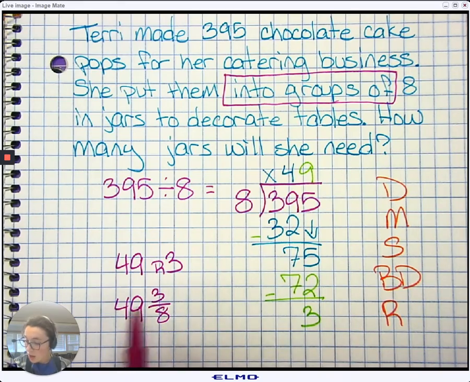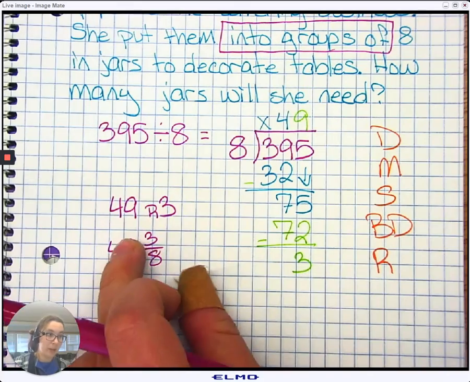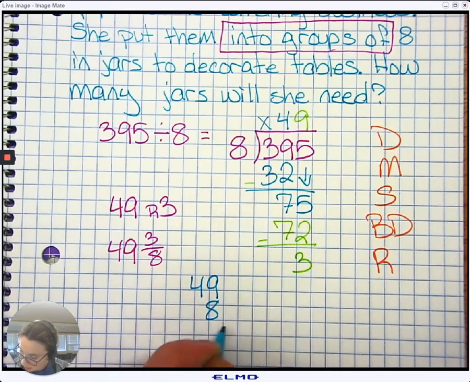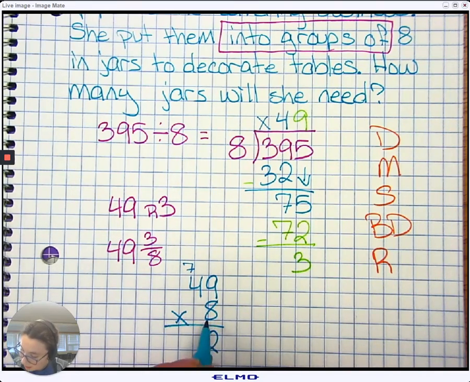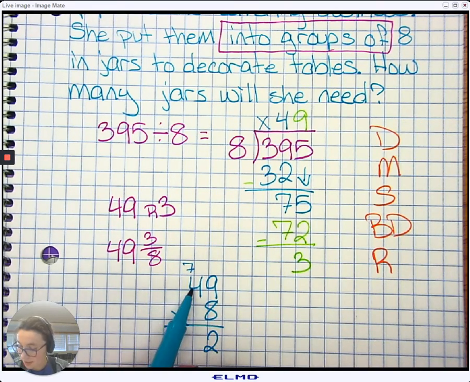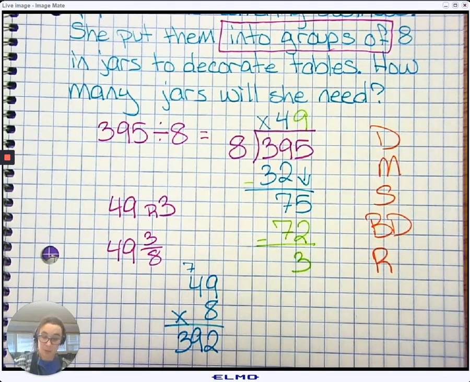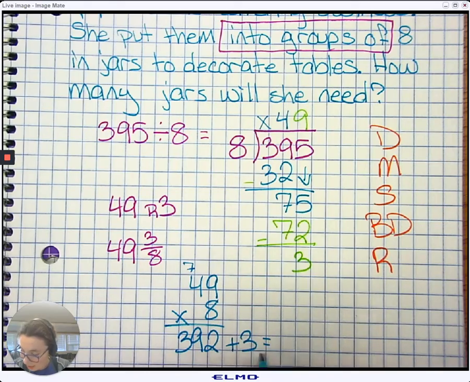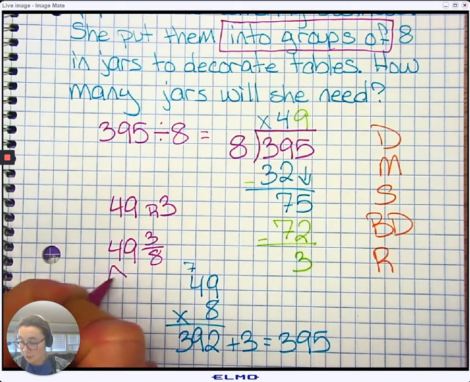And we can check this by multiplying 49 times 8. 9 times 8 we just said was 72. 8 times 4 is 32 plus 7 is 39. And before you say, hey, that's not right, remember we had a remainder of 3. We had 3 left over. So we'll add 3 to that, and we get 395. So how many jars is she going to need? Well, she's going to have this awkward number of 49, and she's going to have 3 left over.